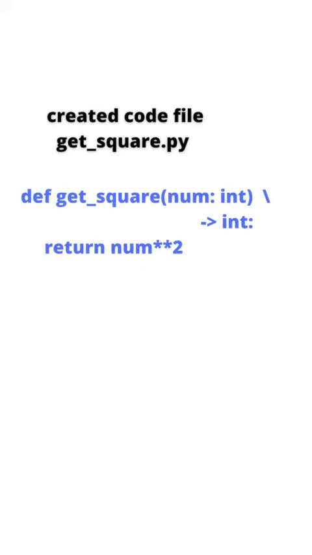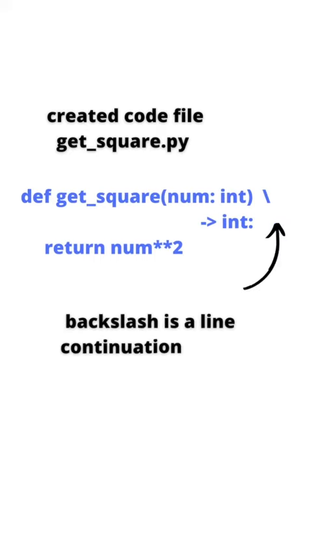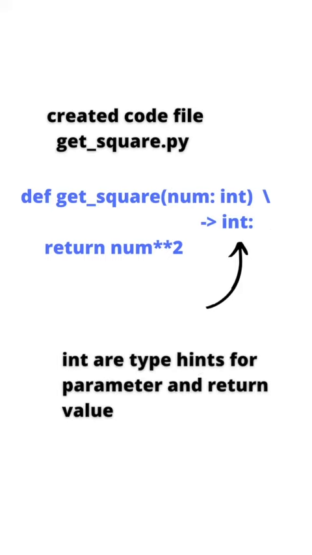I'll be using PyTest to carry out the automated unit tests. First of all, pip install PyTest. I created a file called getsquare.py. This will find the squared value of a number passed to it. The backslash is a line continuation. The int values are type hints for the function parameter and the value being returned by the function.